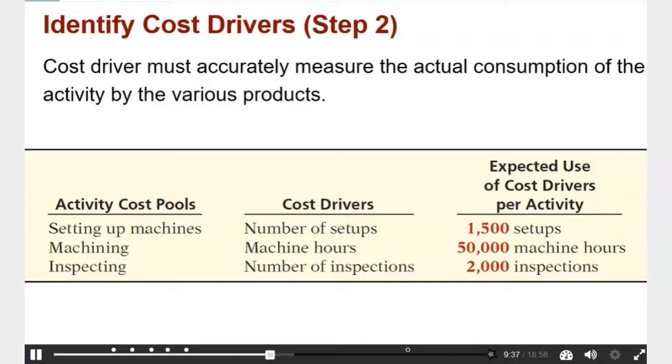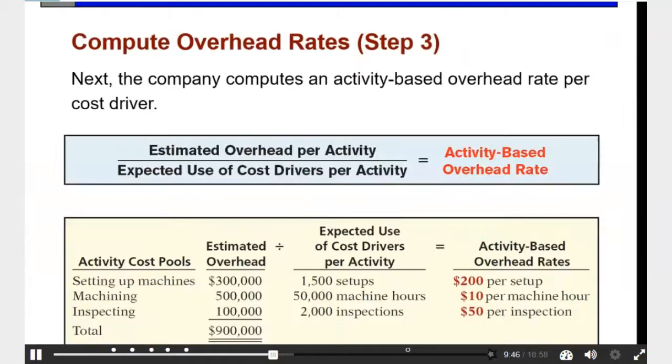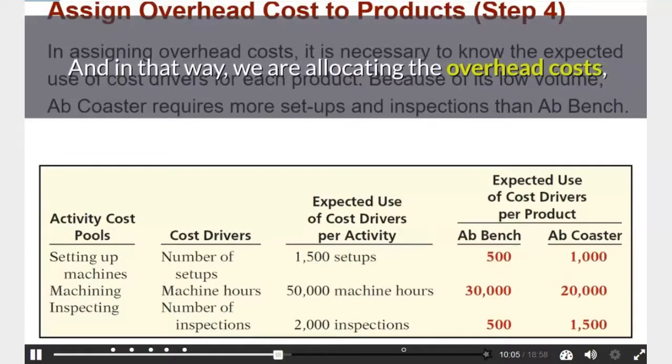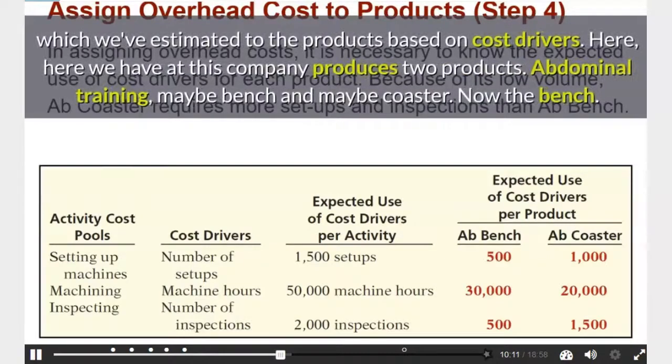So now we divide the number of times that activity will be performed in a year into the overhead cost pool, and we come up with an activity-based overhead rate. For example, per machine hour, per square footage, per purchase order. And then we look at the products and determine how many of each of those cost drivers they consumed. And in that way, we are allocating the overhead costs, which we've estimated, to the products based on cost drivers. An example would suffice here.